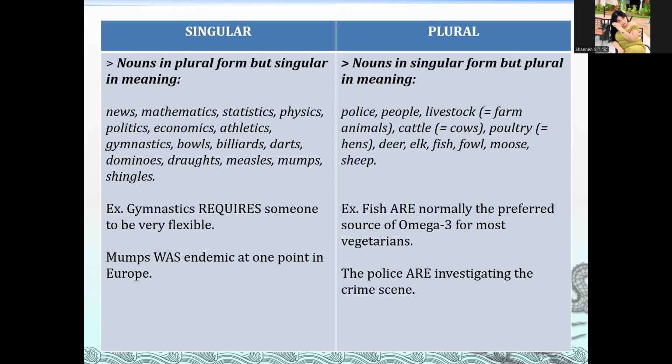Okay, again. The HR manager requires someone to be very flexible. The HR manager, singular, requires, singular, may S. Pag kasi verb, lalagyan ng S pag singular, di ba? Balik tayo dun sa inuna kong rule kanina. Now, ano yung sabi ko?